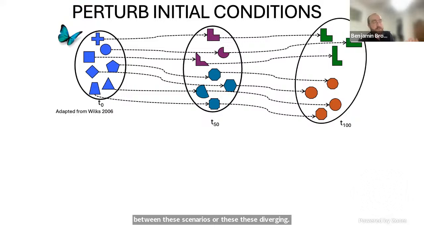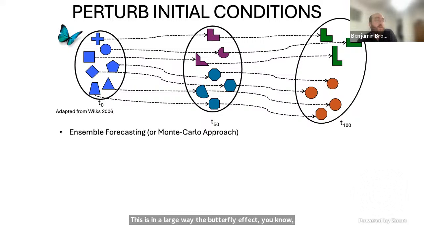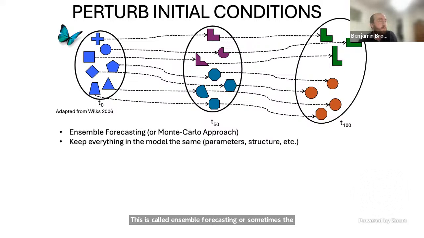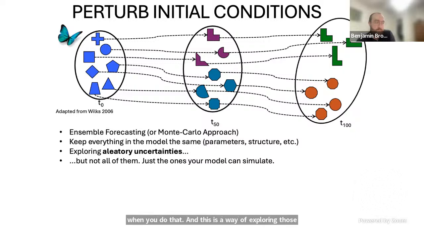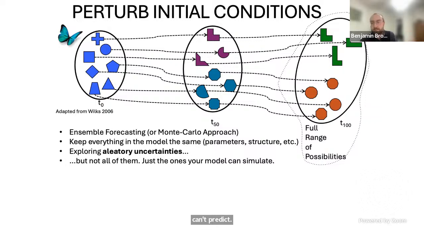This is in a large way the butterfly effect, how you start with different random initial conditions. This is called ensemble forecasting, or sometimes the Monte Carlo approach. One important thing is, other than the initial conditions, you leave everything else in the model the same. So the only thing different is that initial condition. You get a big idea of what's happening within the model when you do that. And this is a way of exploring those aleatory uncertainties, those things that you can't predict. You're not going to get all of them. There's a bigger range of possibilities than we can model, but you're looking at the ones that you can simulate.